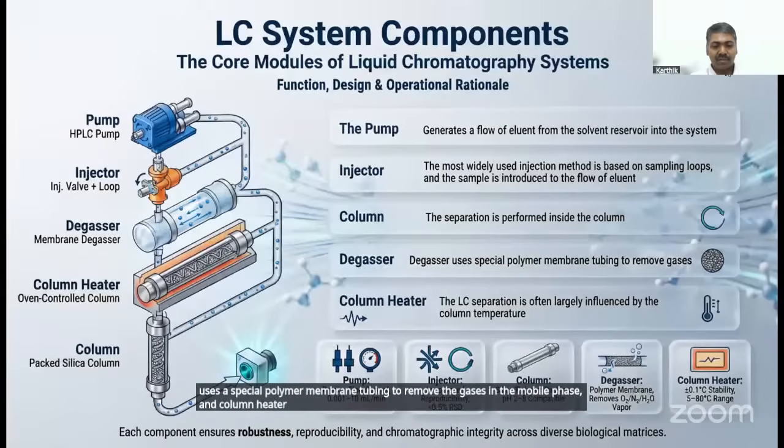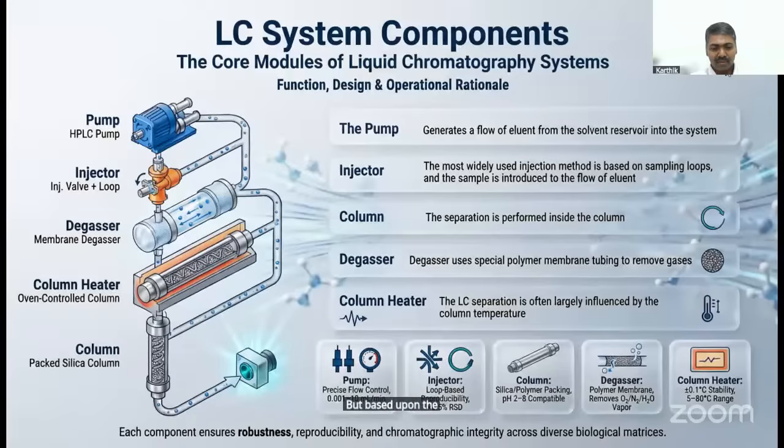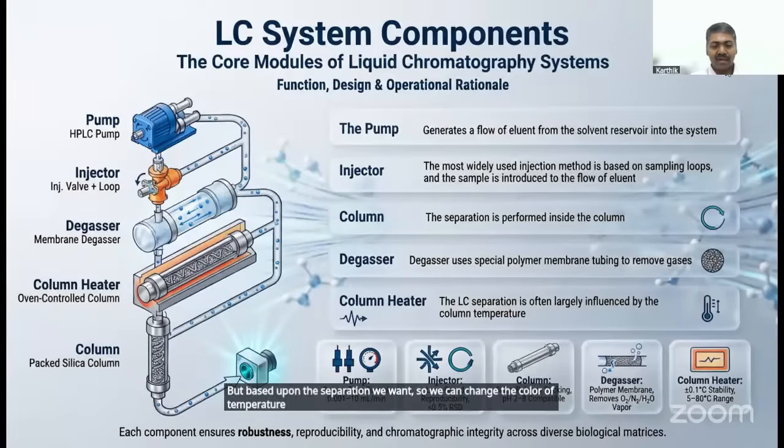And the column heater helps the LC separation, which is usually influenced by the column temperature. It is usually kept at 40 degrees, but it can work from 30 to 60 degrees. Based upon the separation we want, we can change the column temperature and increase the separation of the mixtures. And this ensures robust, reproducible chromatographic integrity across diverse biological matrices.